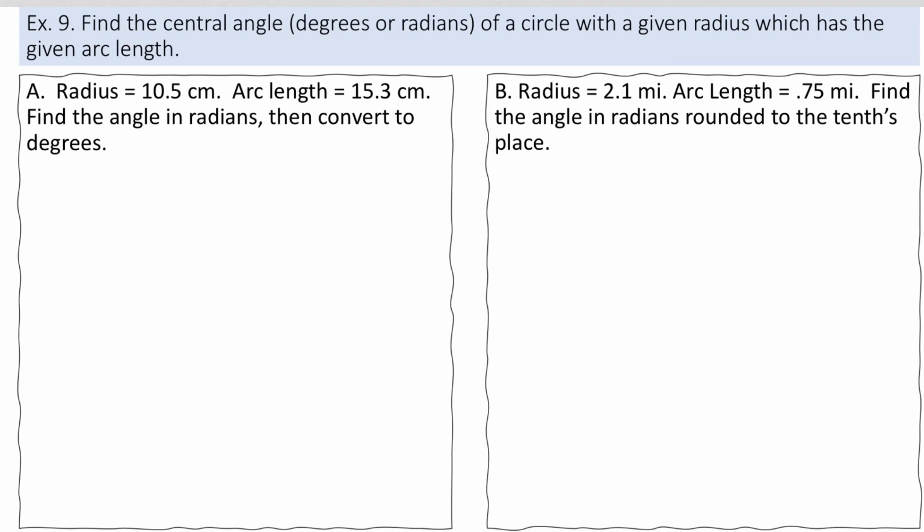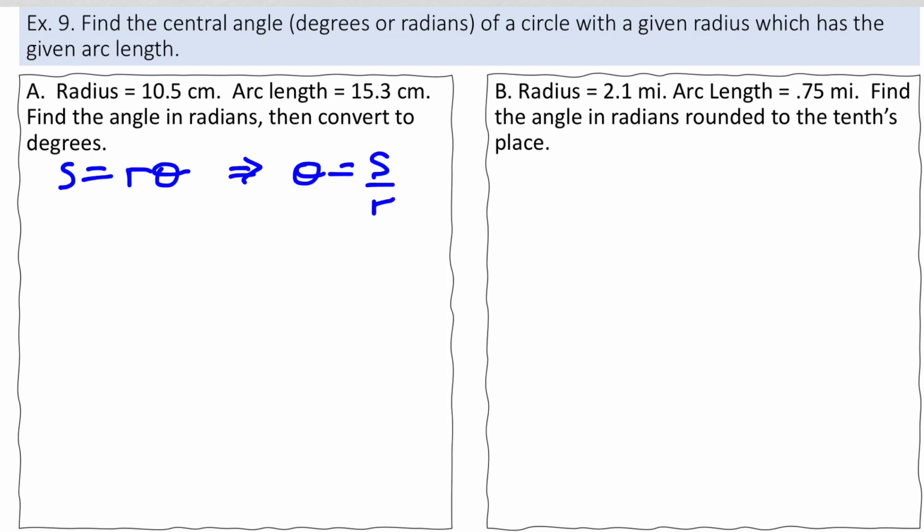Now in this example it says find the central angle in degrees or radians of a circle with a given radius which has the given arc length. So we've got the same formula. However, what we're interested in is the angle. So theta is equal to S divided by R. All right, so I'm going to solve for theta given S and R.